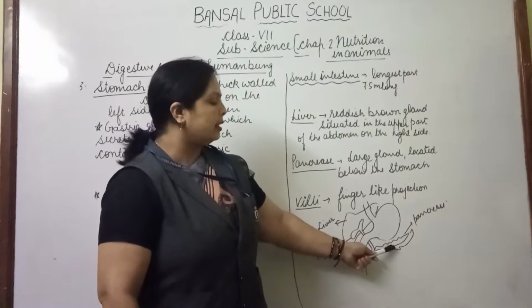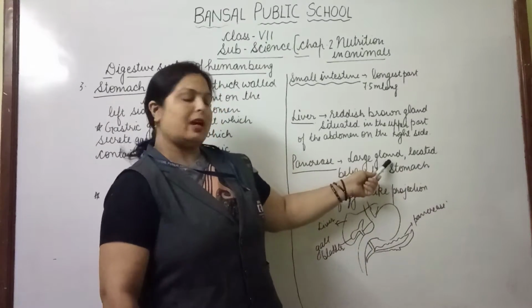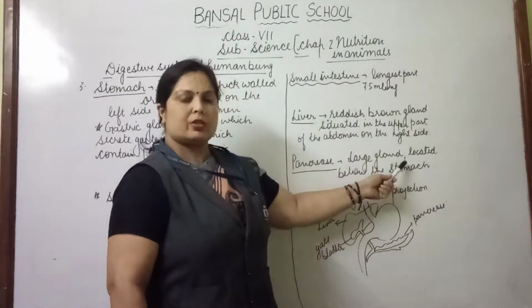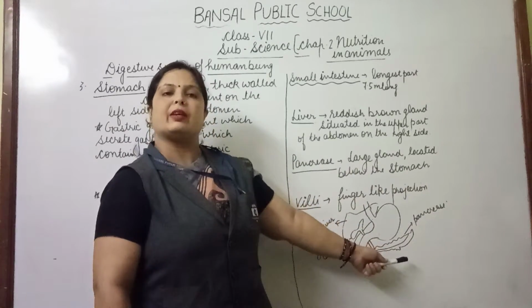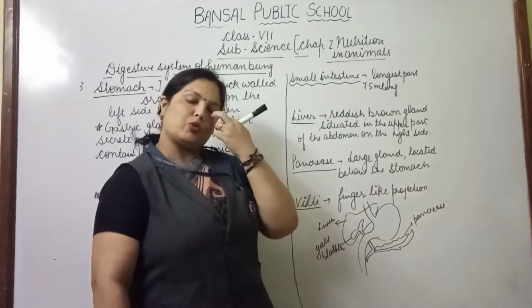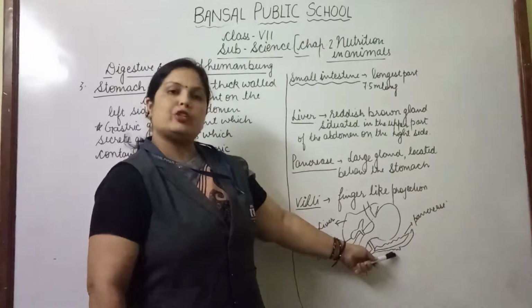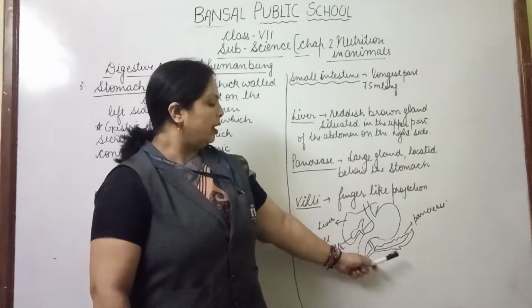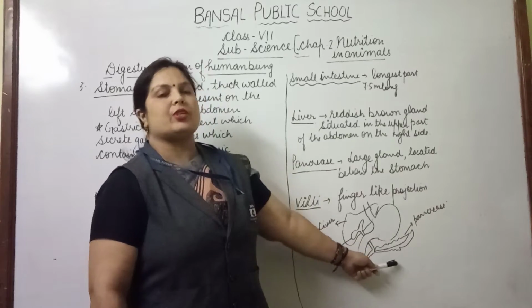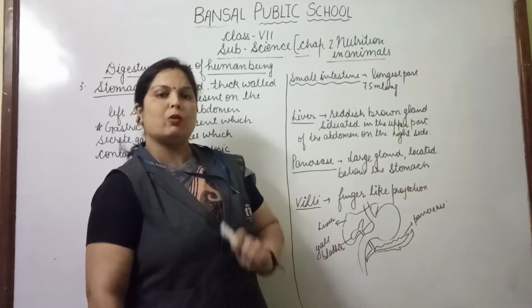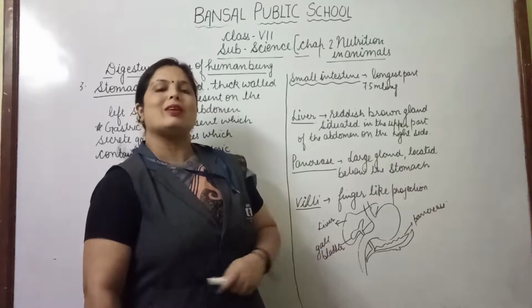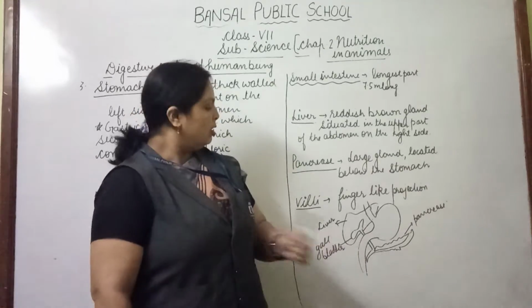The pancreas is a large gland located near the stomach, and the pancreas gland secretes a juice which is known as pancreatic juice, and pancreatic juice helps in the digestion of protein. It contains the trypsin enzyme which acts on protein, and protein is completely converted into amino acids, because an amino acid is the smallest unit of protein.